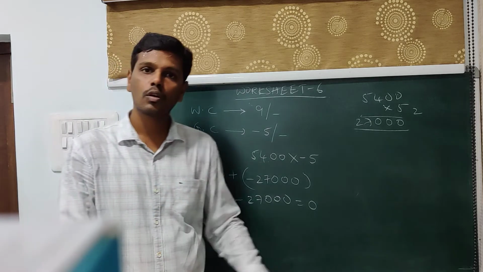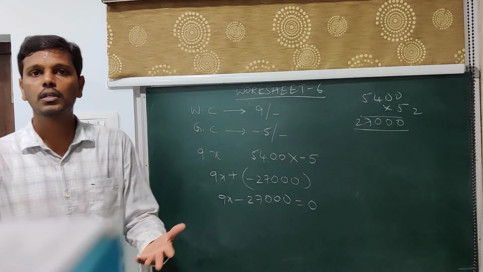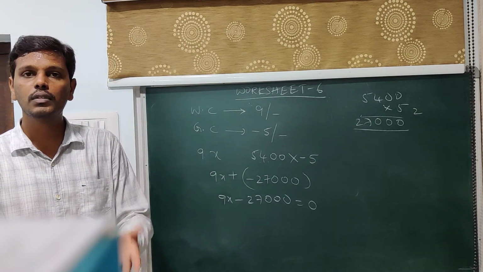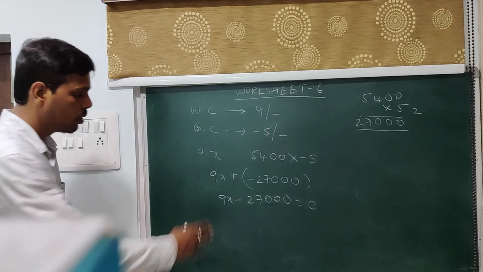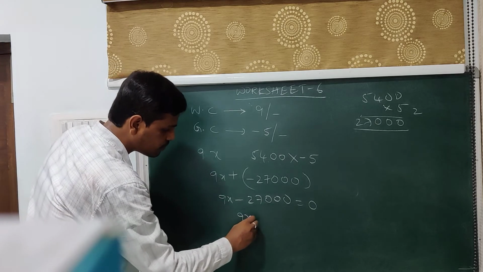But they said that it is not a profit, it is not a loss. Therefore, the number which is not positive, not negative is 0, which means that this number is 0. That is the reason I have equated it to 0. Now simplify the simple equation.